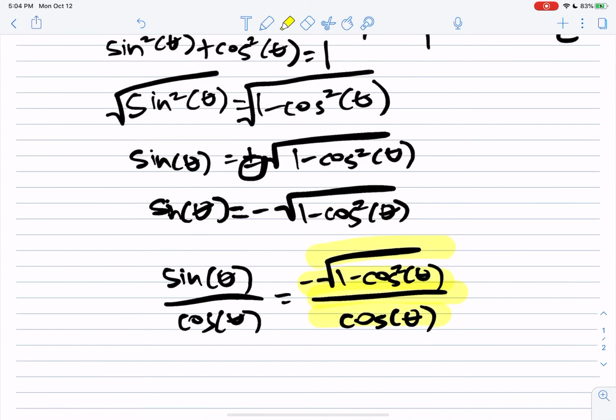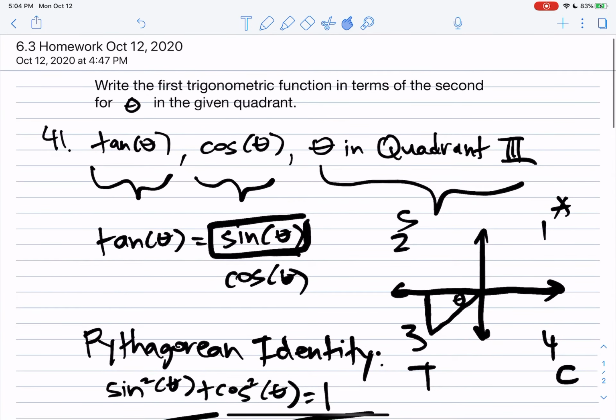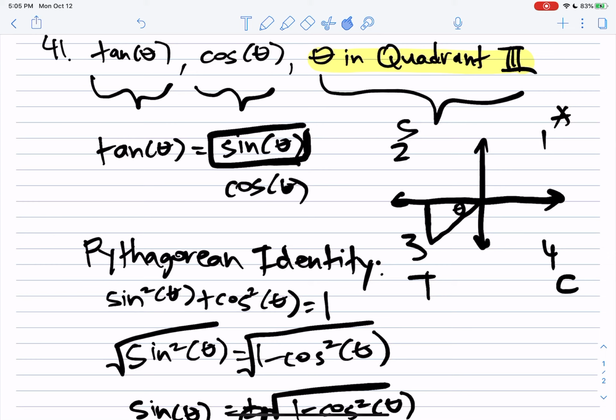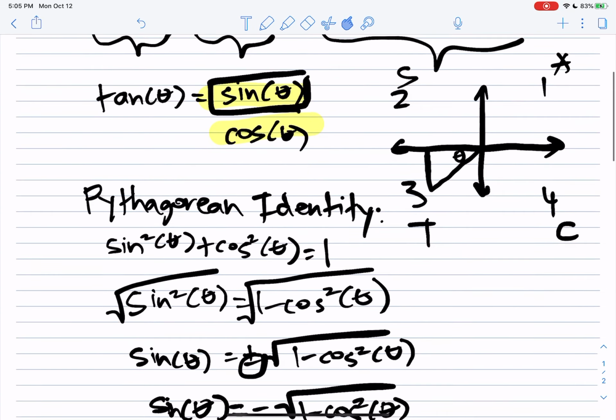So just to recap of what we did, we changed tangent theta, okay? We wrote it in terms of cosine of theta, given which quadrant our theta lied in, okay? And we did that by using the definition of tangent, which is sine over cosine, as well as our Pythagorean identity.